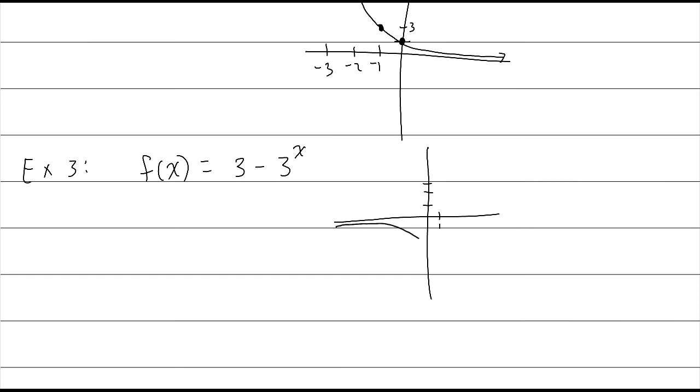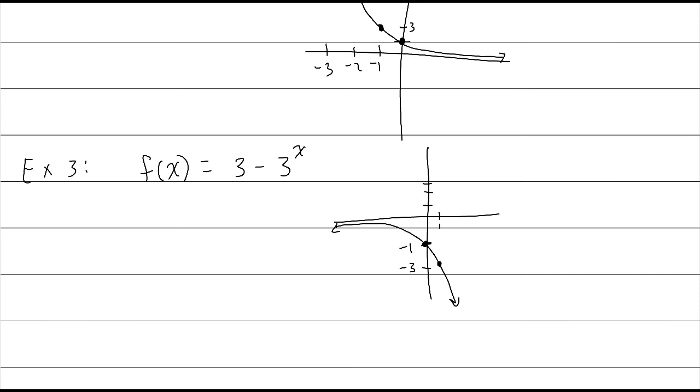Those points should still be the same in a certain sense, right? This should be -1, and this should be, and I know this is not drawn well, -3. Okay, so that takes care of the negative in front of the 3 to the x, but there's also this +3 that's tacked on. Remember, a positive value tacked on raises the graph up. It shifts it up. Okay, so I'm going to shift this graph upward.